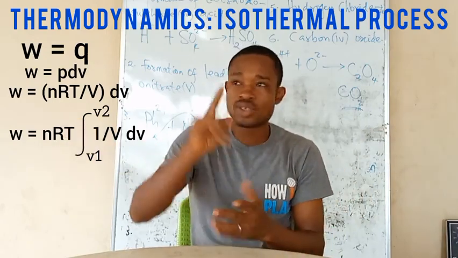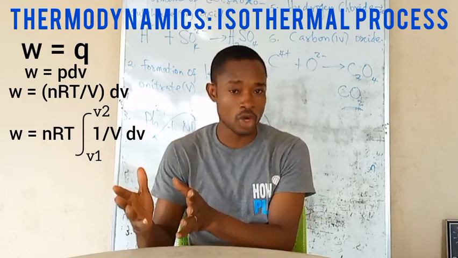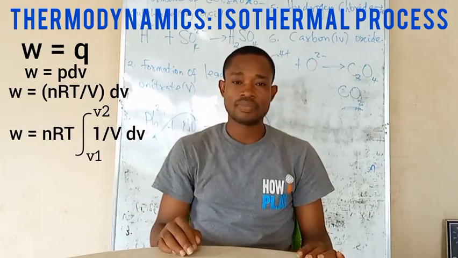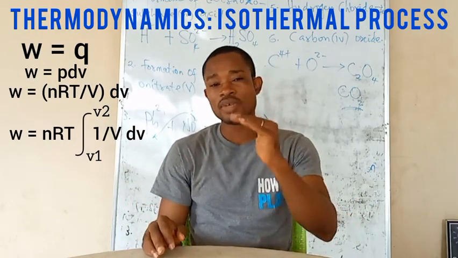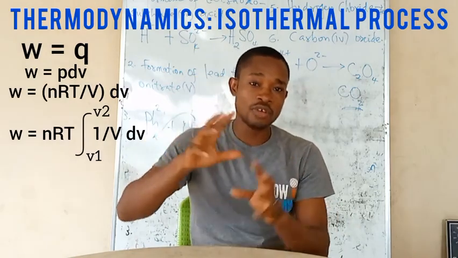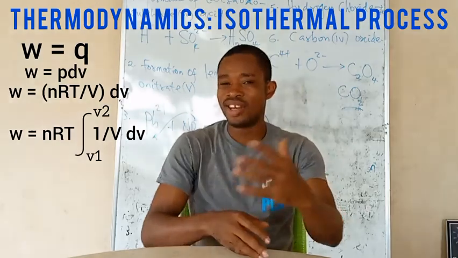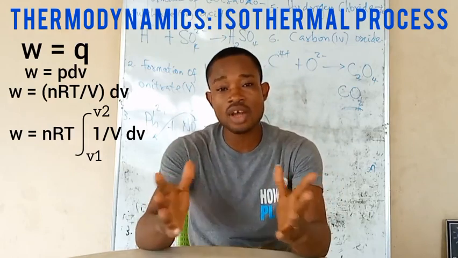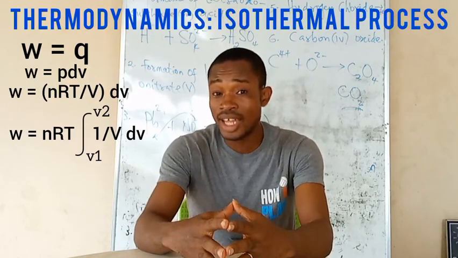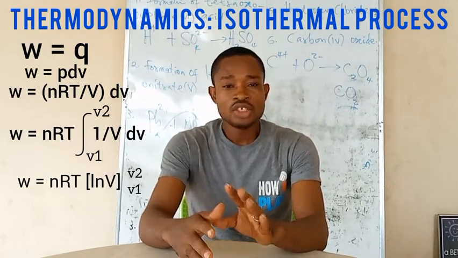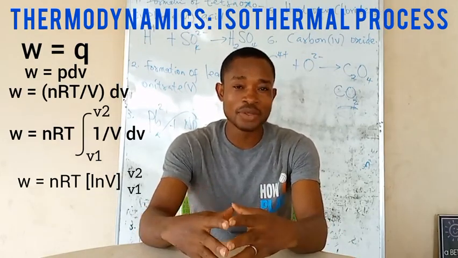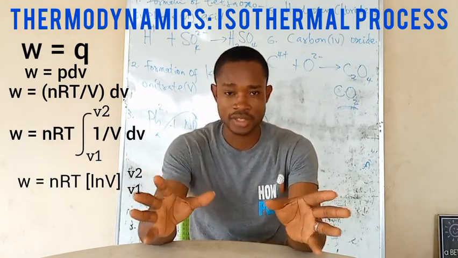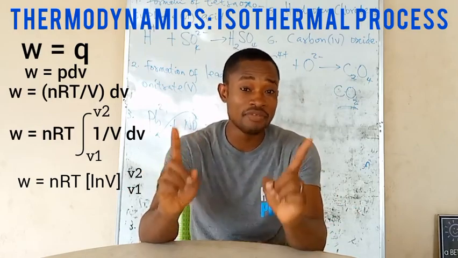We are going to integrate 1 over V with respect to volume, because the differential coefficient is dV, as you can see. We shall integrate from the initial volume V1 to the final volume V2. So V1 and V2 will be the limits of the integral. If you integrate 1 over V, from the knowledge of integration, you are going to get ln V. You can watch my video lesson on integration and you will get more idea on how to handle this integration if you have any challenge on it.